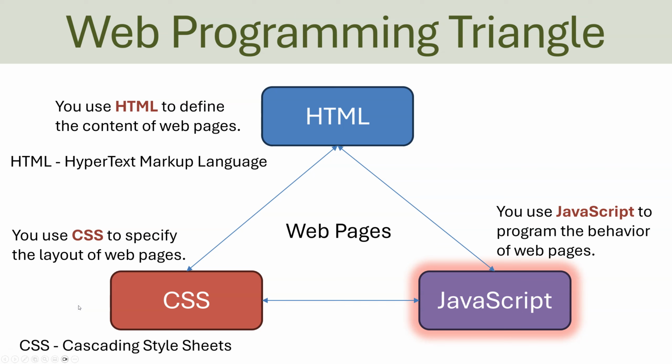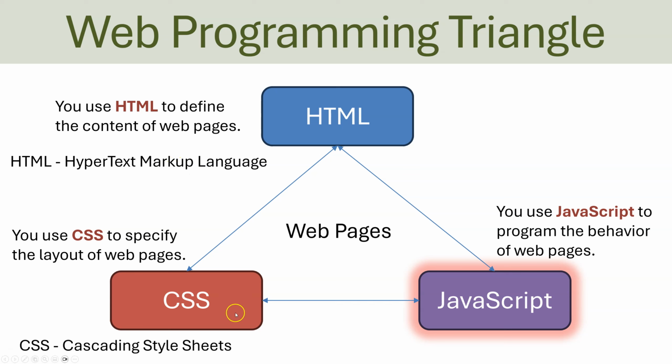Here you see the web programming triangle. In order to create web pages or web applications, typically all web pages contain these three things. You have HTML, and you use HTML to define the contents of the web pages. HTML is short for hypertext markup language.